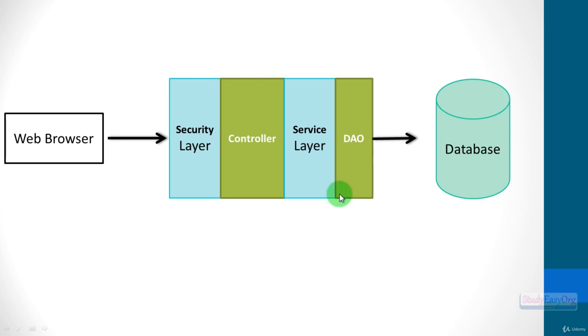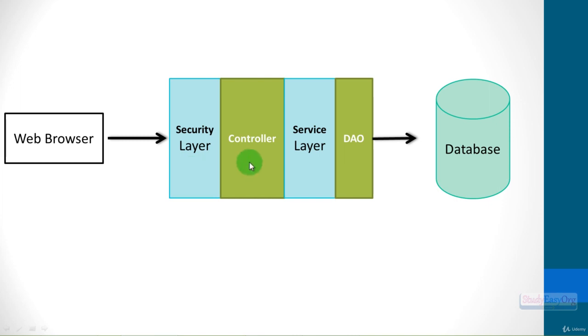Now friends, when it comes to connecting with the database, there are 4 layers which come into the picture. The first layer is the security layer. As the name suggests, all the security related stuff is handled by this layer. This security layer is an optional layer, and we will talk about it in detail later down the line in this video tutorial series.